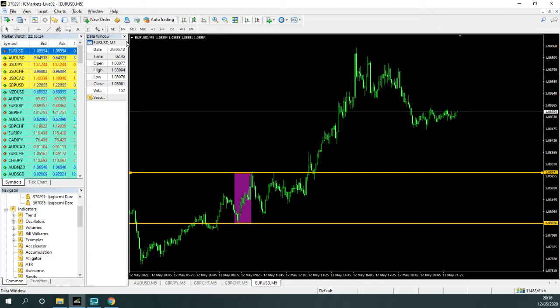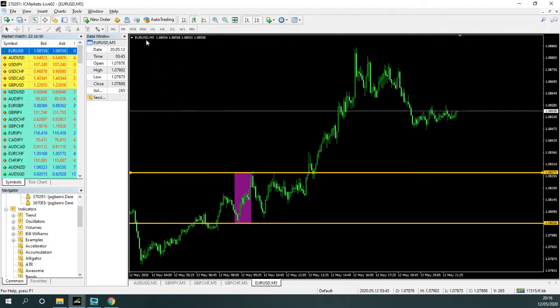So we all know the strategy, how the strategy works. Okay, so this is a box that is drawn between the hour of 7 and 8 a.m. GMT. 7 to 8 a.m. GMT, that is the box here. Okay, so after the box is drawn, you are looking for a candle.